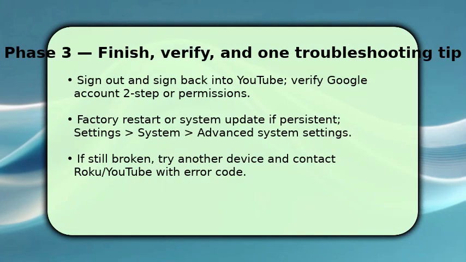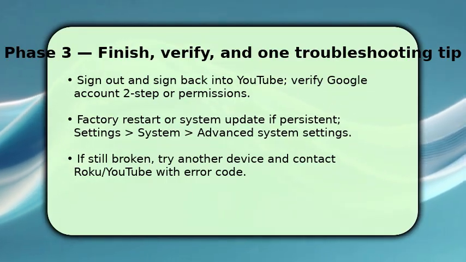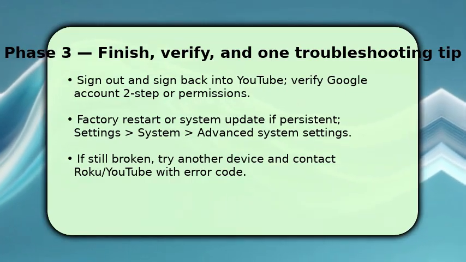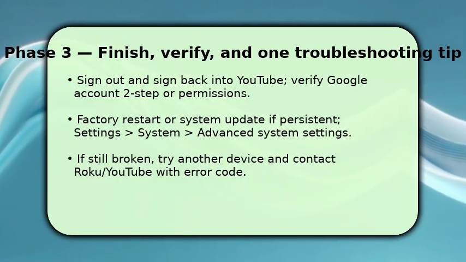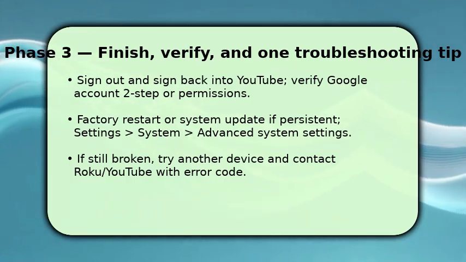You finish by confirming account and system integrity. Sign out of YouTube on Roku and sign back in, and verify your Google account isn't blocked by two-step verification or permission issues. If problems persist, run a system update or a factory restart from advanced settings. This clears deep errors. Once complete, test playback.